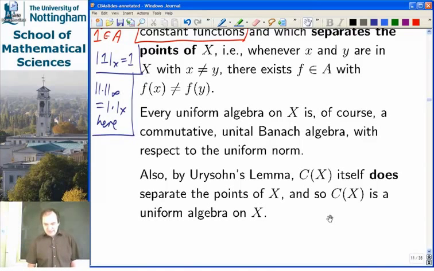Okay, so C of x is what I call a trivial uniform algebra on x, though it's not really a trivial thing. But I sometimes want to distinguish C of x from other uniform algebras, and then I say that C of x is the trivial uniform algebra on x, and the other uniform algebras I regard as the non-trivial uniform algebras on x, and they often have different properties.